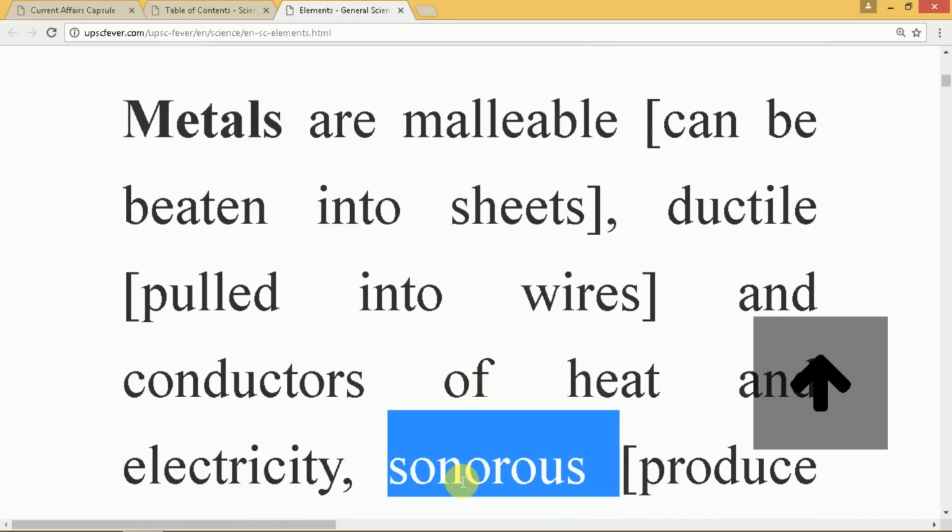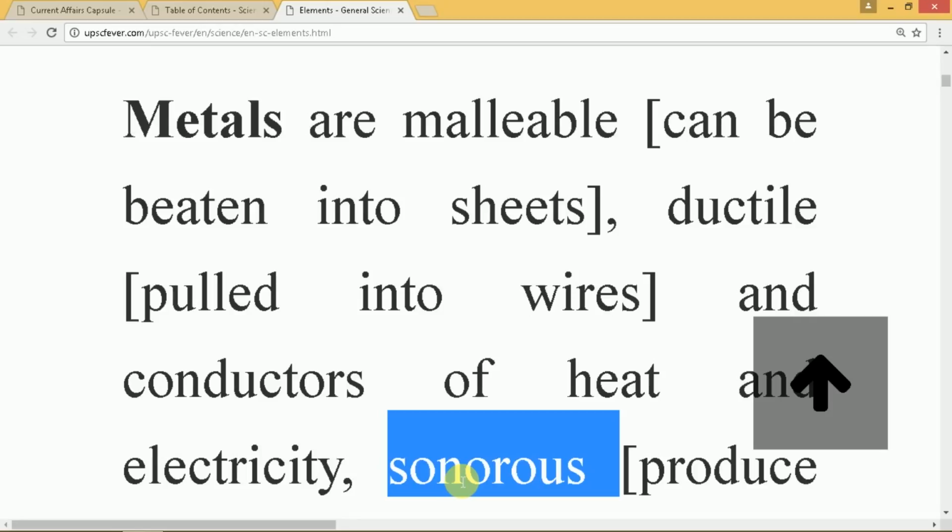a ringing sound when struck. However, there are certain exceptions to these rules. Metals such as lithium, sodium, potassium are known as alkali metals and they are very soft and can be easily cut with a knife. Not all elements or metals are solid. Mercury is a metal that is liquid at room temperature. Iodine is another element which is a non-metal and it is lustrous, whereas other non-metals are not lustrous.